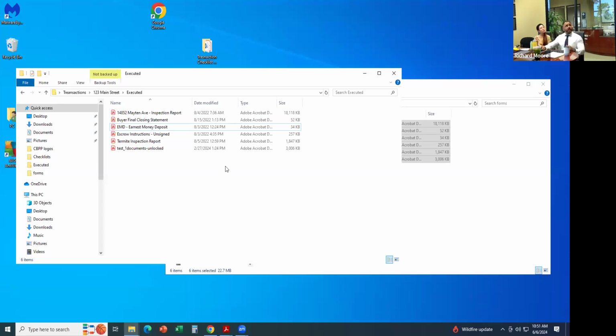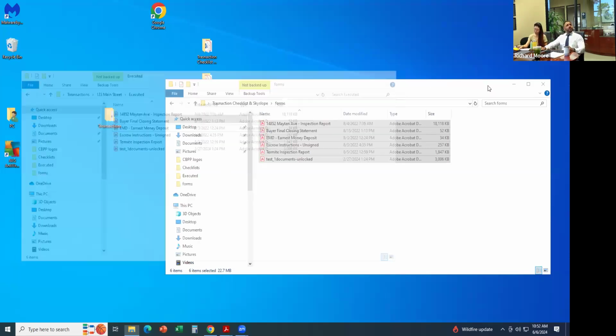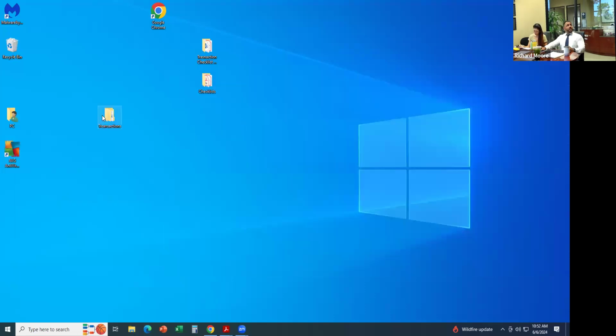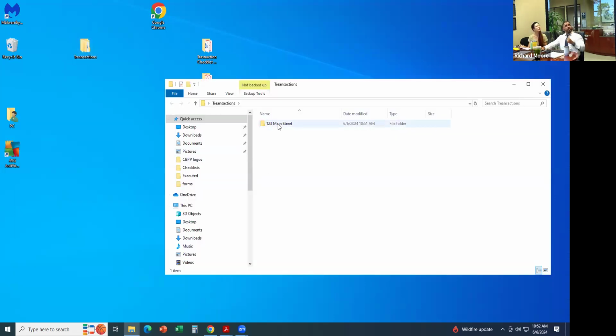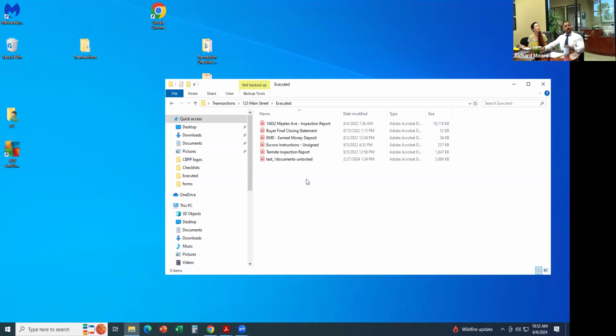So it's easy for me to find. Now, if I go to my transactions folder here on my desktop, let's say somebody called me about a transaction, they have a question about it. I'm gonna open it. Oh, they're calling me about 123 Main Street. I'm gonna open that file, go to my executed documents folder, and find that particular form. I know exactly where it is. So the forms are in that address folder that you just typed? Yeah, anything having to do with that transaction, any forms are gonna be in that folder.